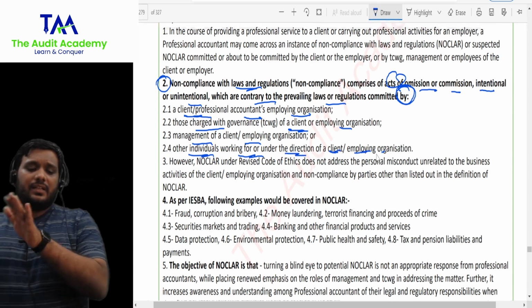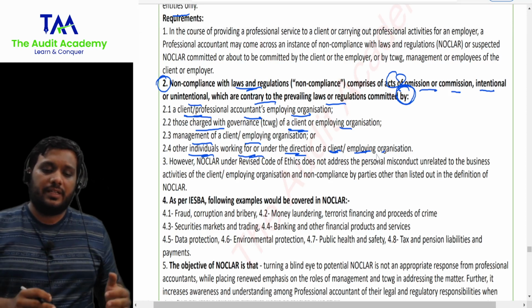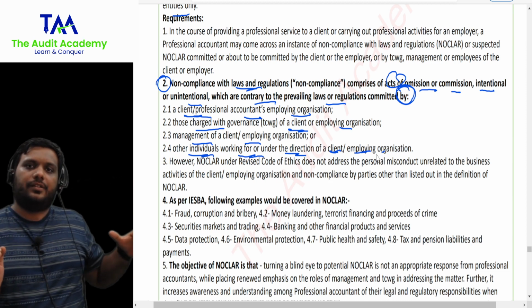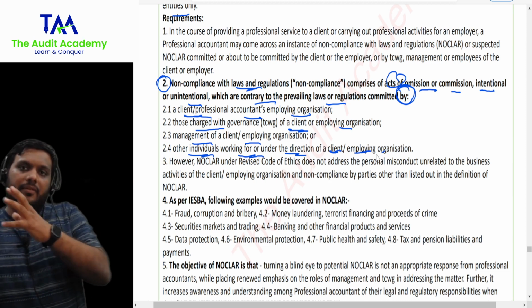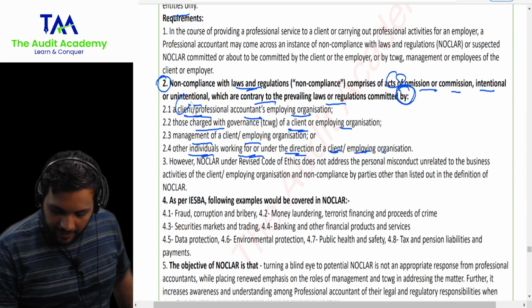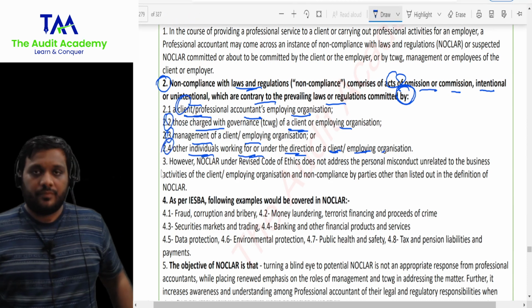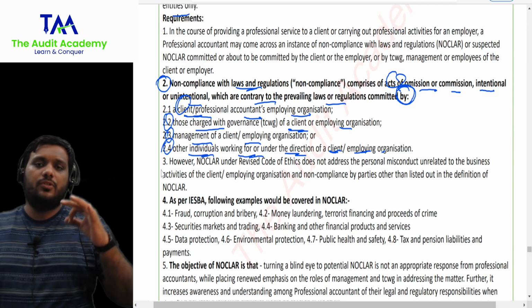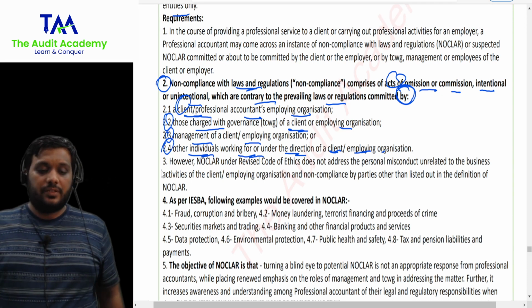Why are they using this "client or employing organization" again and again? It's an indication to you that do not just think like an auditor here, also think like an employee of a listed entity. So if any of these people have committed it, and you are aware of it, how you are supposed to deal with that is being discussed here.